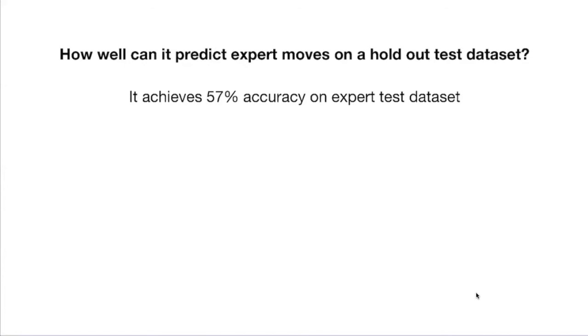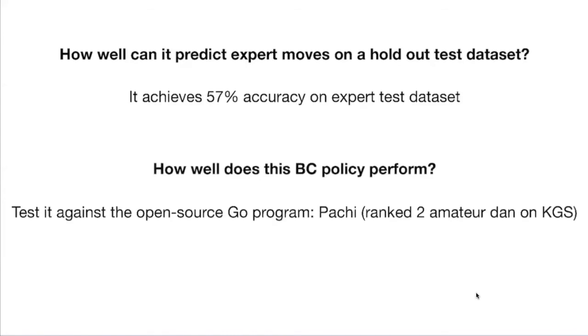But what would happen if we play this policy in a real game, right? What's the winning rate? So what they did is that they test this against an open source Go program. And the winning rate that they got is 11%. So not too bad. I mean, this is a non-trivial open source Go program, right?